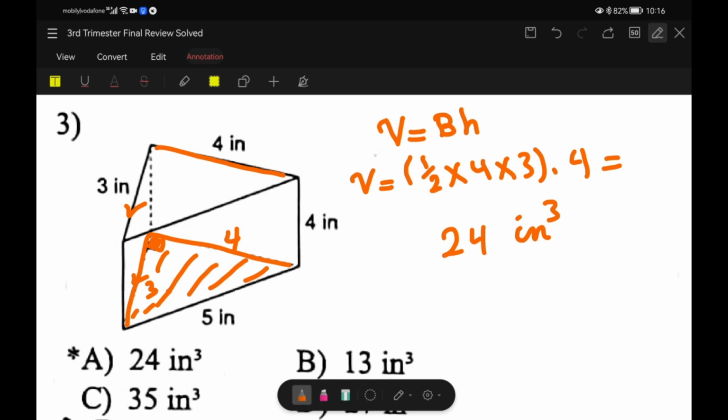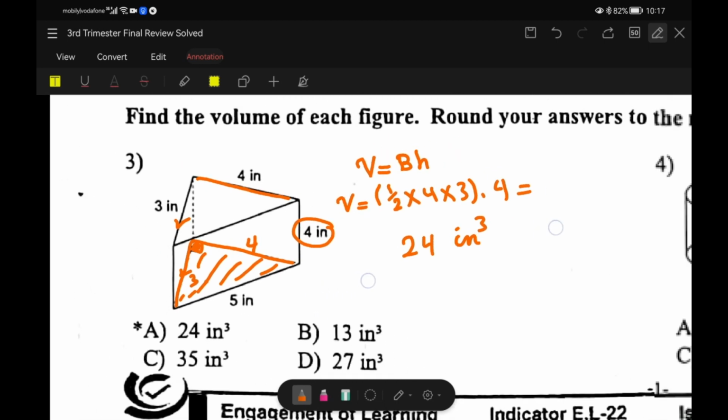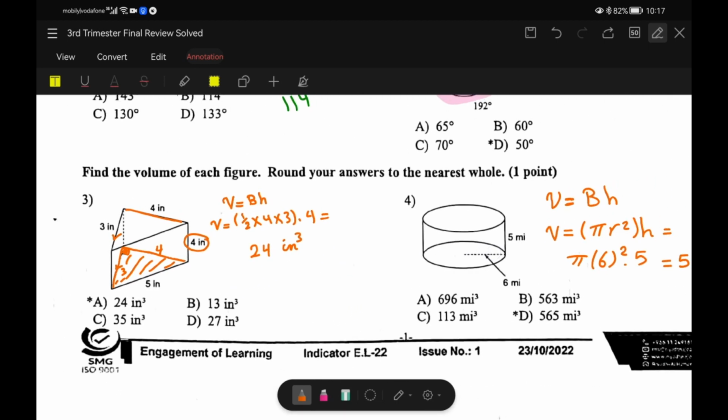To find the volume, half times 4 times 3 times the height of the main shape. Let's solve: half times 4 times 3 times 4. Half times 4 is 2, 2 times 3 is 6, 6 times 4 is 24. So the volume is 24 inches cubed.